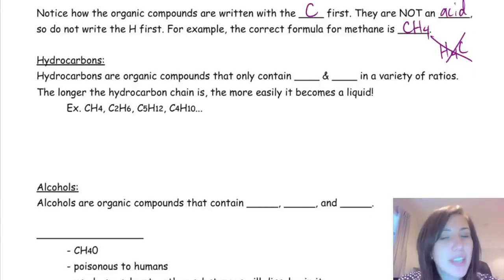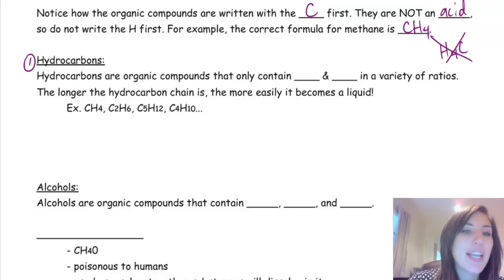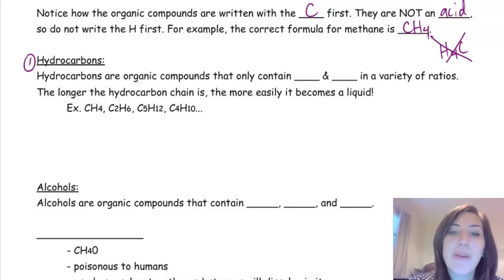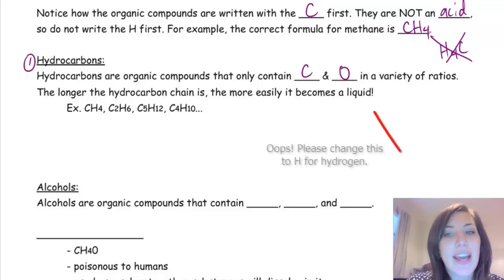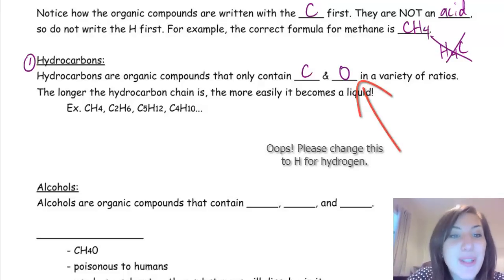So there are a couple types of organic compounds we're going to look at today. Hydrocarbons are the first one. They are organic compounds that only contain carbon and oxygen in a variety of different ratios. So the longer the chain is, the more easily it becomes a liquid.